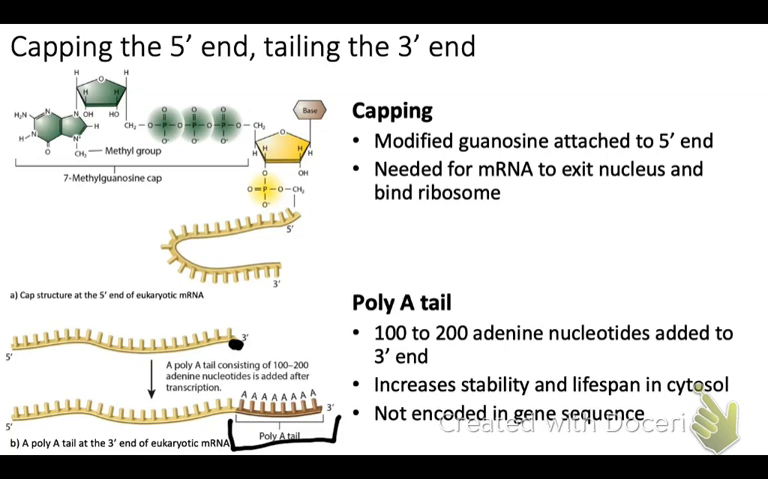Notice how it's not present after transcription, but then it's added by a special polymerase that's known as poly A polymerase, so not Pol2. This guy has a role in stability and protection from degradation by hydrolytic enzymes. So this helps to stabilize the mRNA for export from the nucleus. It also helps the lifespan of the mRNA in the cytosol. It helps it live for a long enough time that it can be efficiently translated into a polypeptide.